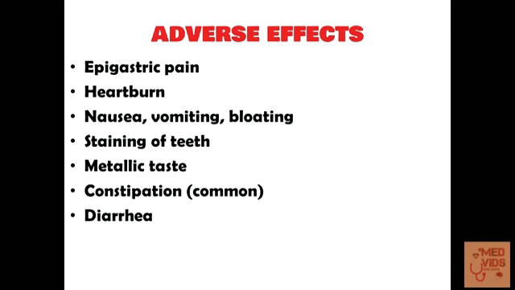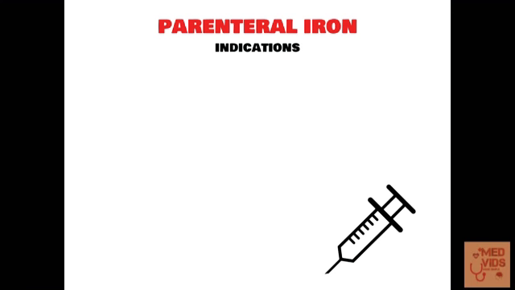A patient who's on oral iron can develop either constipation or diarrhea, but the most common side effect which they develop is constipation. Now let's talk about parenteral iron. Parenteral is any other route rather than oral route, as you all know. And the most commonly preferred routes for iron administration are intramuscular route and intravenous route.